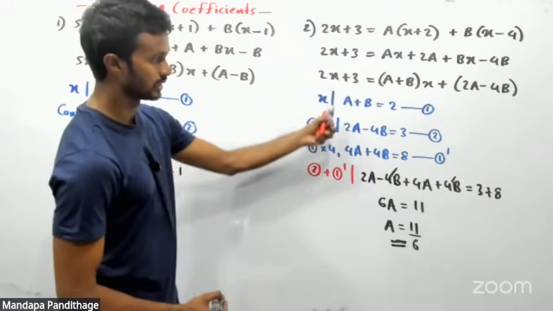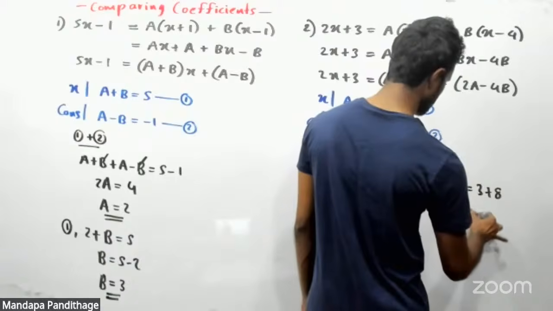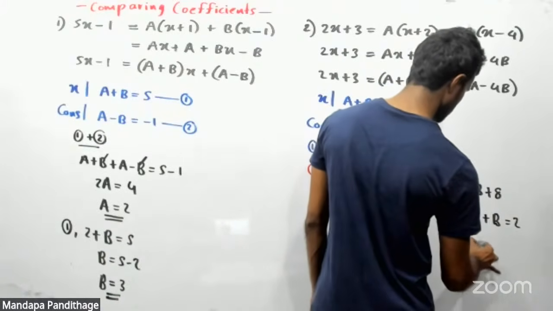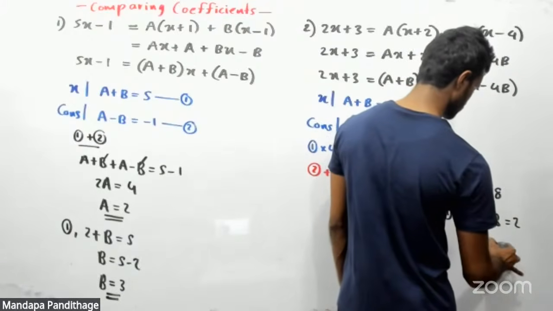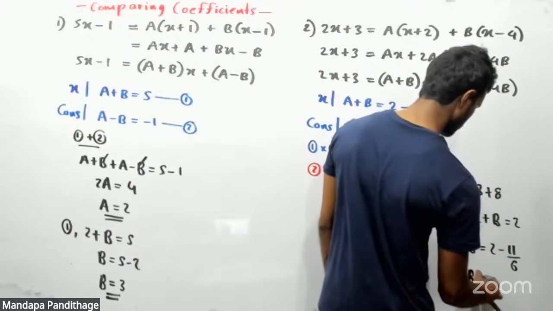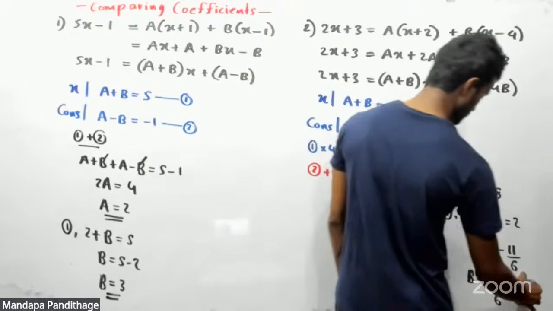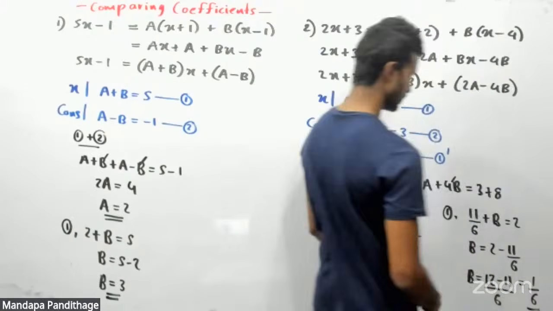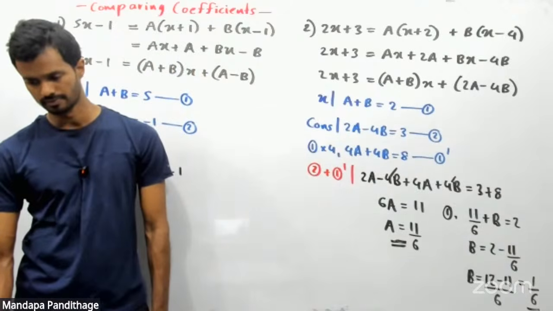And then you can substitute that a in the first one. From the first one, a is 11 over 6 plus b is equal to 2. So b is equal to 2 minus 11 over 6. So b is equal to 12 minus 11 over 6, which is equal to 1 over 6. Clear? Okay.